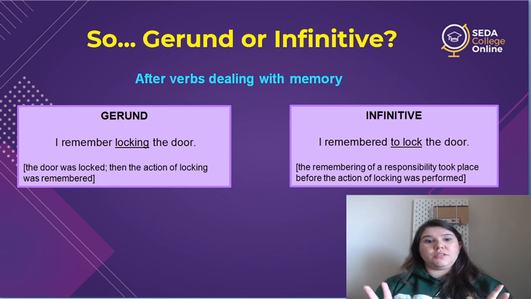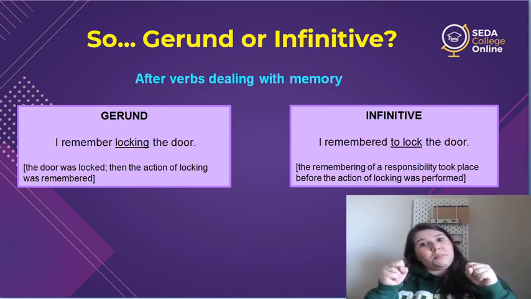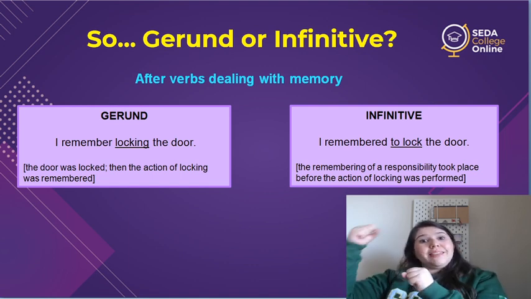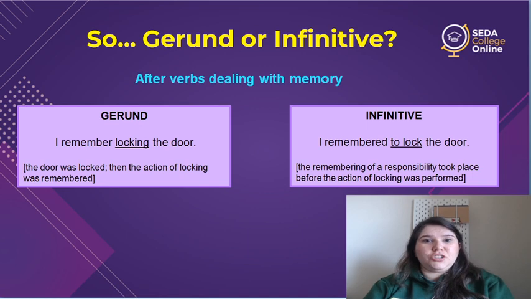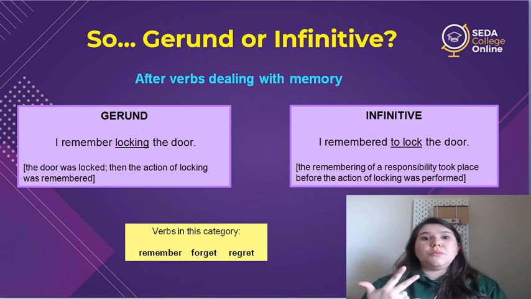Can you see the difference? So in the first one, I did the action first and then I remembered. And in the second one, I first remembered and then I did the action. Yeah? So verbs in this category are remember, forget, and regret.